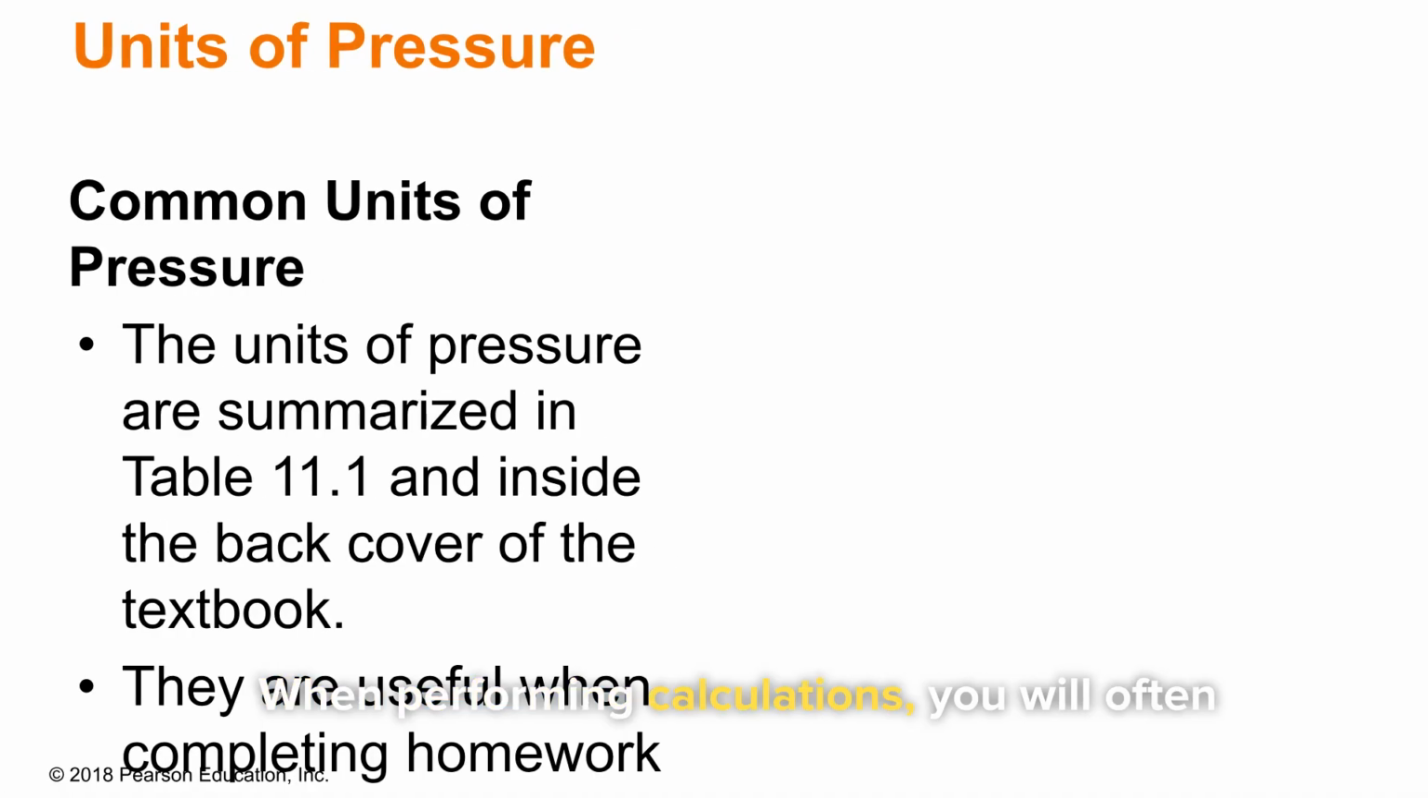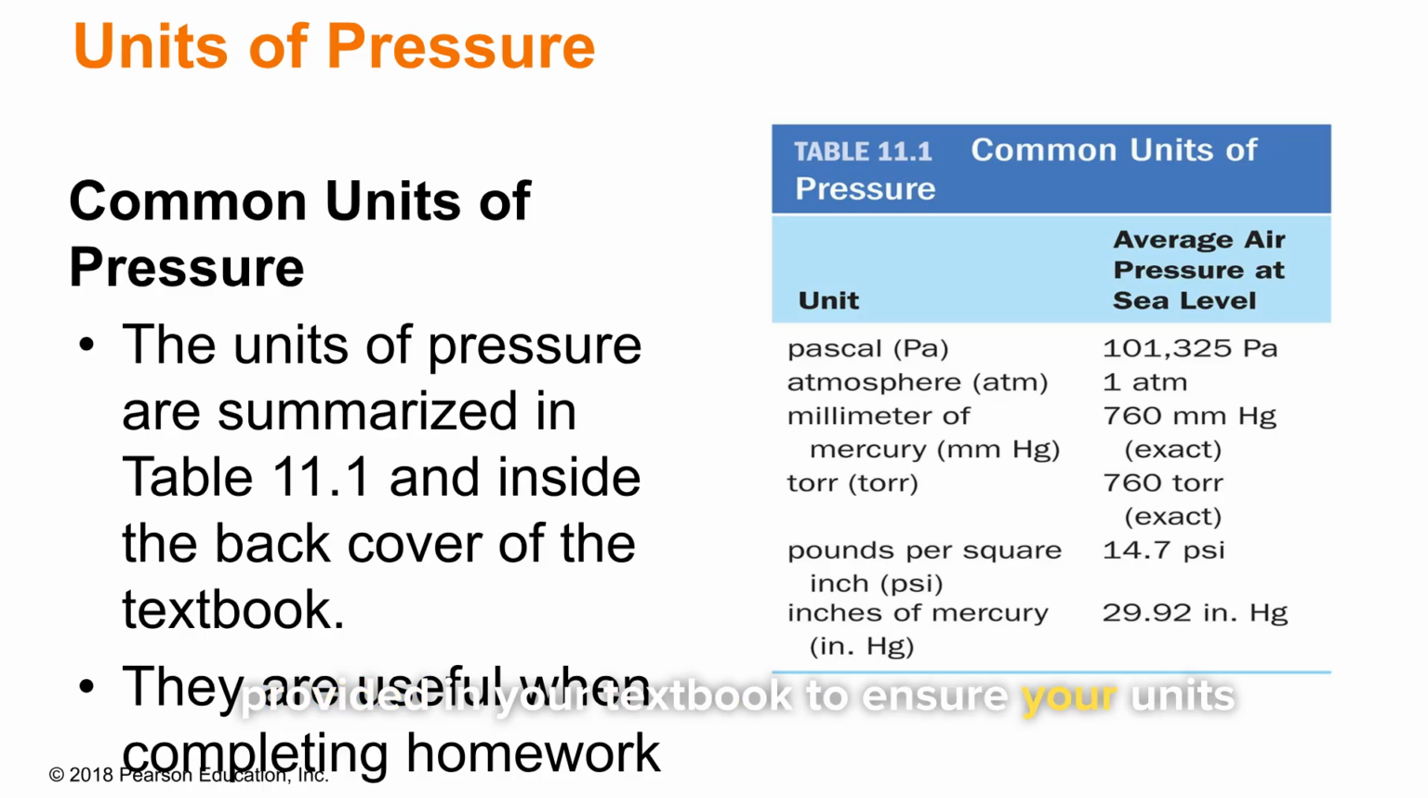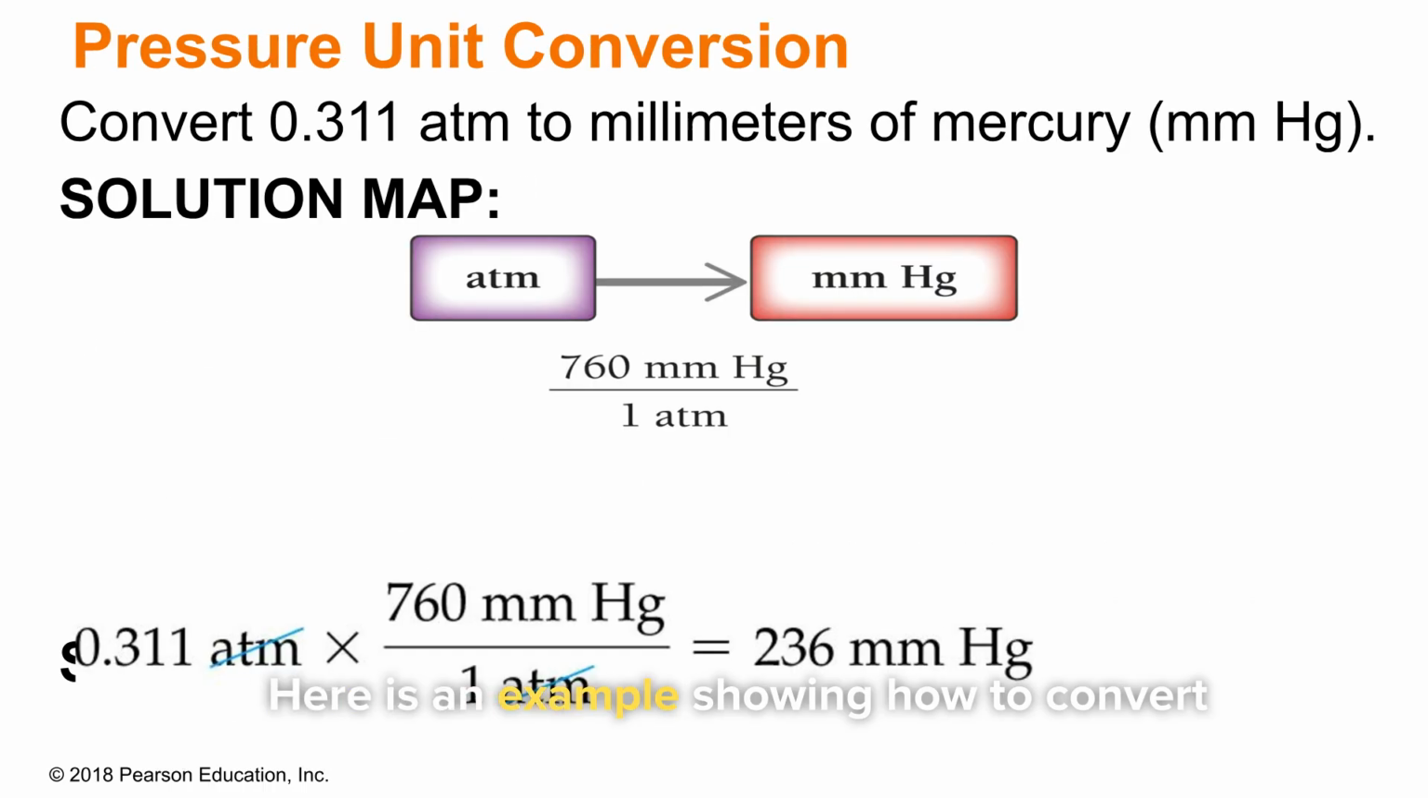When performing calculations, you will often need to convert between these units. Be sure to reference the conversion tables provided in your textbook to ensure your units are correct. Here is an example showing how to convert 0.311 atmospheres into millimeters of mercury using these standard conversion factors.